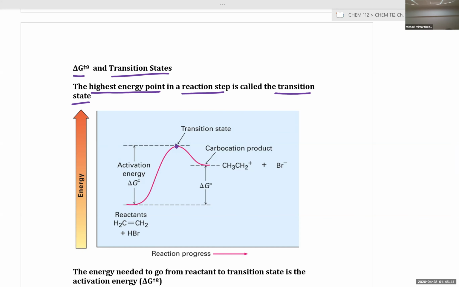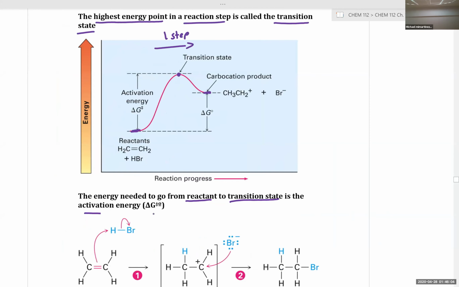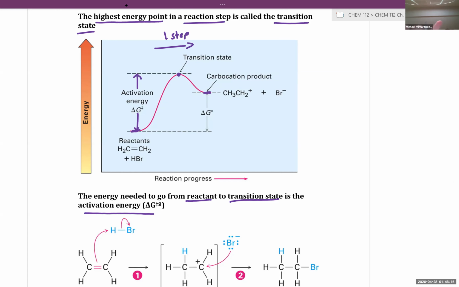And each step is viewed as the transition from reactants to a product or an intermediate. So this would be one step. Okay? So the energy needed to go from the reactant to the transition state is known as our activation energy. Okay? So this gap here from our reactant to our transition state is the activation energy. Notice how the activation energy is different than the Gibbs energy of our reaction, okay?